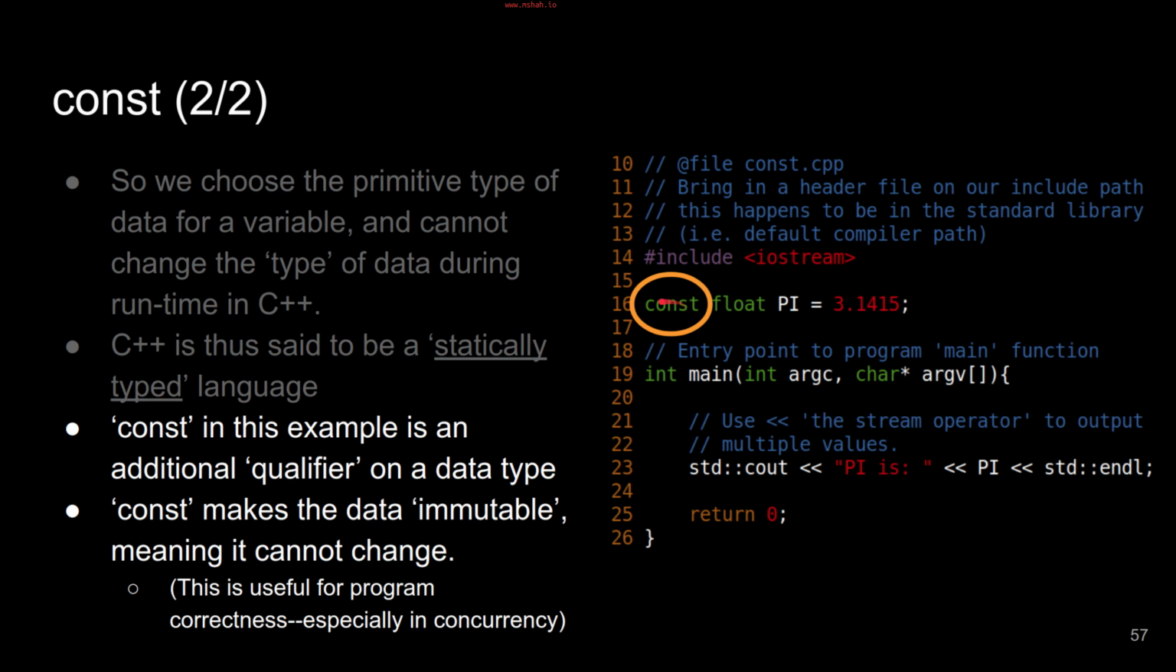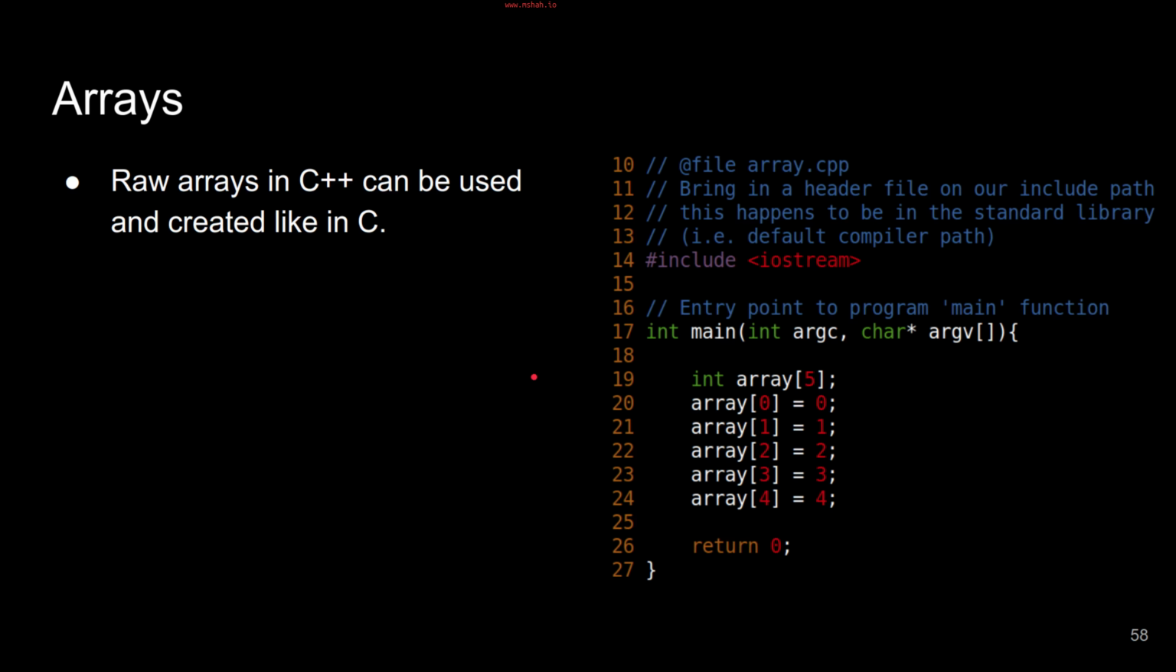Okay, so const is an additional qualifier. We can actually put it on either side of the float. I like putting it on the left side, but it can't change, okay? Const is going to become very useful when we talk about concurrency.